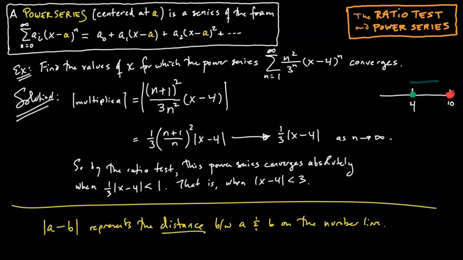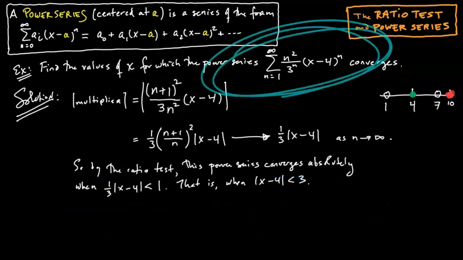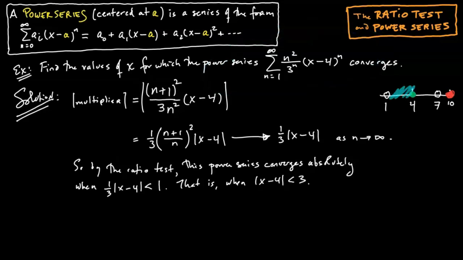So I could go as far out as 7 on one side, 3 up from 4, and as far down as 1 on the other, 3 down from 4. And what we've just shown is that our power series converges for all of the infinitely many values that lie between 1 and 7. We got them all at once. So let me put them all in green. And the ratio test has just shown its power by establishing convergence at infinitely many points simultaneously.